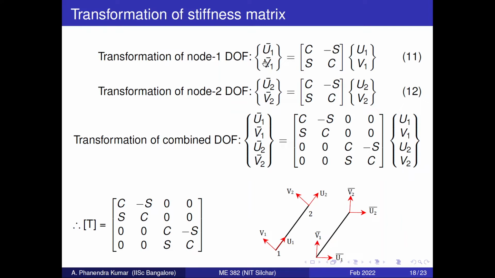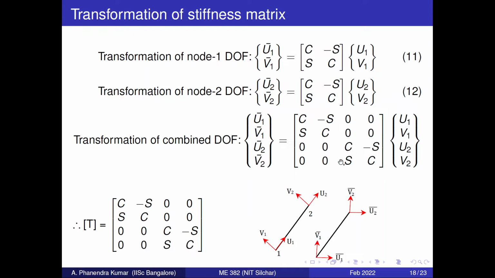Now if I have to combine these two nodes' degrees of freedom into a single degrees of freedom vector, u1 bar, v1 bar, u2 bar, v2 bar, then this part will come here. u1 bar and v1 bar are not related to u2 and v2, so we place zeros in those places. If you compute u1 bar, it will be u1 c minus s v1. These terms become zeros, the same as we had here. Just the representation has changed so that we can combine the two nodes' degrees of freedom. This is the final degrees of freedom vector for this element.